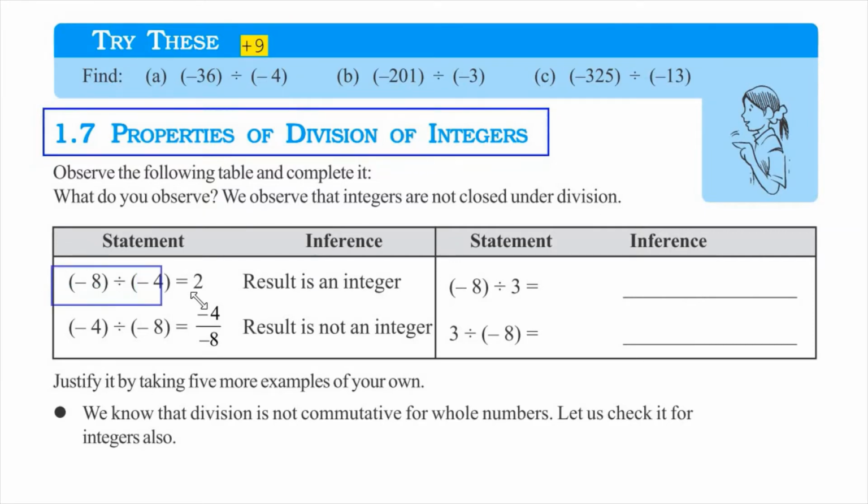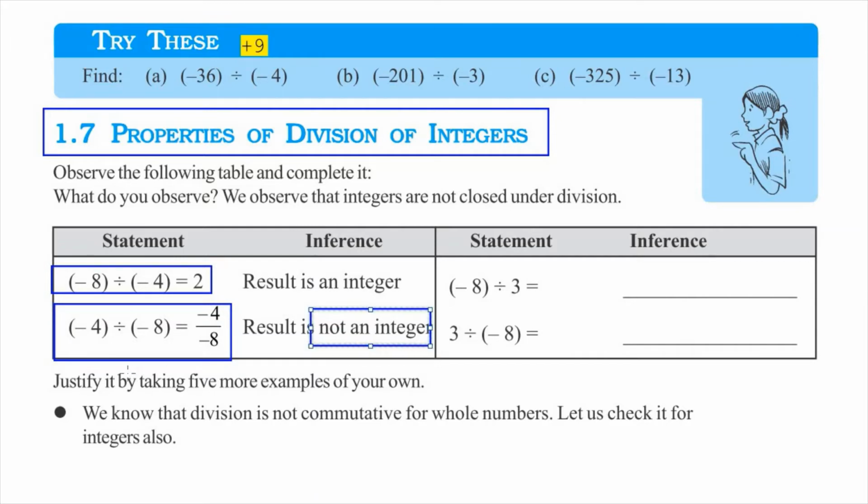Here we have the first statement, minus 8 divided by minus 4 is equal to 2. So we just learned in the previous section that negative by negative is equal to positive. That is why the answer is plus 2, and as we can see, plus 2 is an integer. However, if we switch the places of 4 and 8, we get minus 4 divided by minus 8. And the answer is going to be a fraction. Okay, so this result is not an integer.